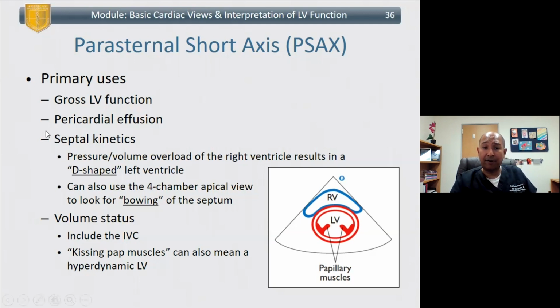And the parasternal short axis view is also helpful for looking at volume status. And I heard this one time that if these papillary muscles are almost touching each other, kissing papillary muscles, it may imply there's a hyperdynamic state going on in the left ventricle.